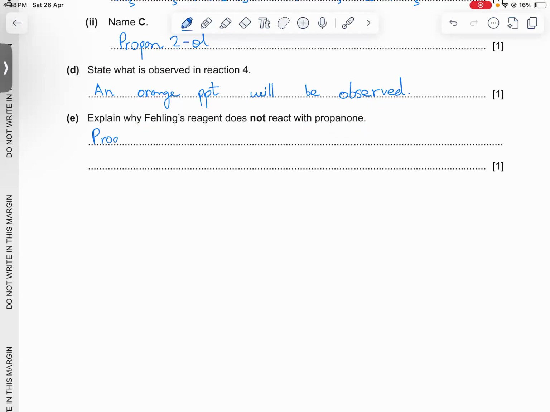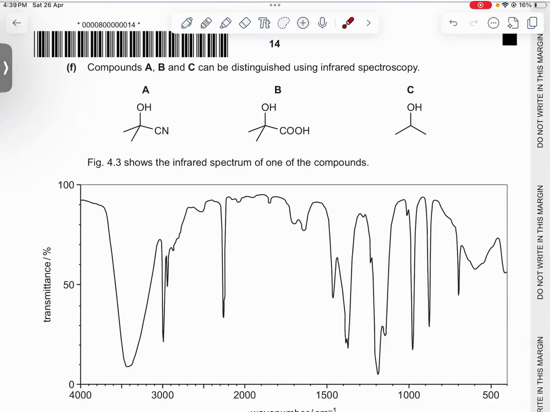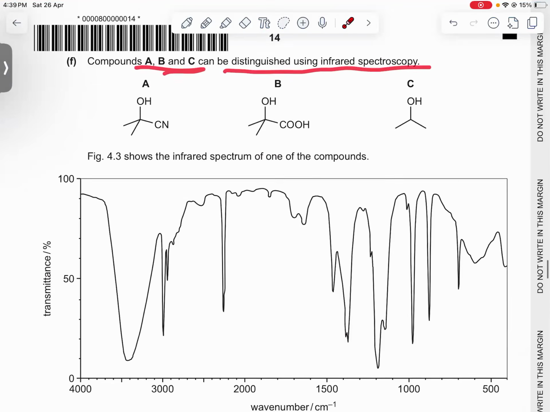So propanone is a ketone, hence it cannot get oxidized. Propanone is a ketone, hence it cannot get oxidized. All right, next question. Compounds A, B, and C can be distinguished using infrared spectroscopy. All right, what would be the one thing that you would observe in B which would not be in A and C?